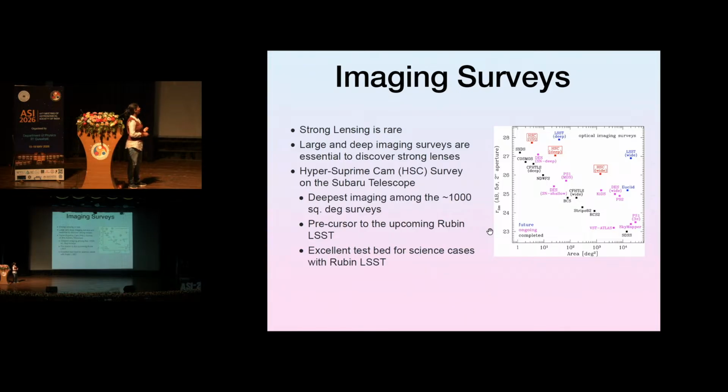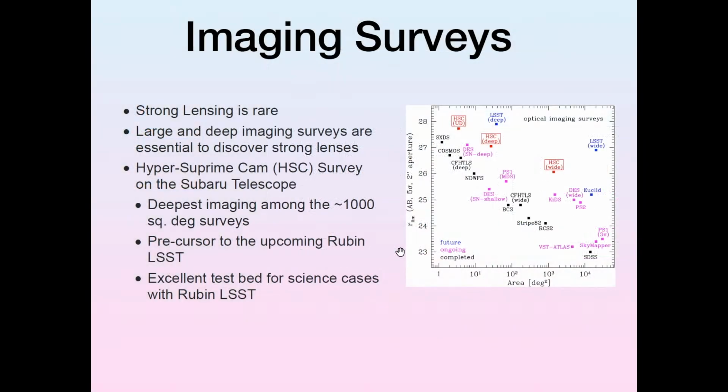Strong lensing is very rare, and we need large and deep imaging surveys to discover these strong lenses. What I'm showing here is a plot as a function of the area and the depth of various surveys. You can see lots of surveys plotted over here. I want to point out the Hyper Suprime-Cam survey on the Subaru telescope, which falls in this 1000 square degree imaging survey zone. In that zone, the HSC survey is the deepest compared to all of them. And this is going to be superseded by LSST in the next generation of surveys, going to the 10,000 square degree regime.